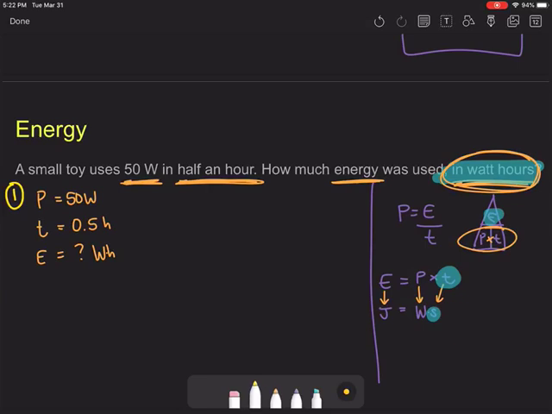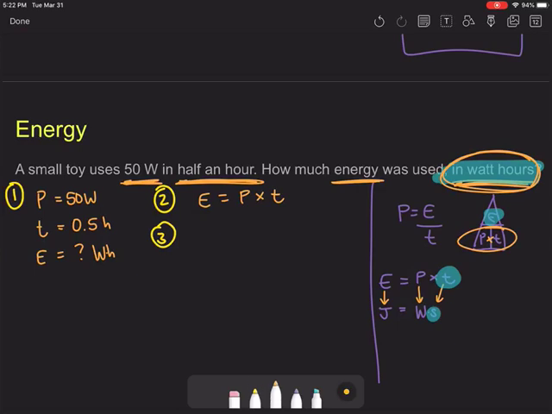So before we were talking about how our time needed to have the units hours in order to get to watt hours. We are actually already there, so life is good. Our second step here is we are going to write out the equation we plan on using. And if we look to the right here in the purple, we actually already isolated for E, and we said E was the same as P times T.